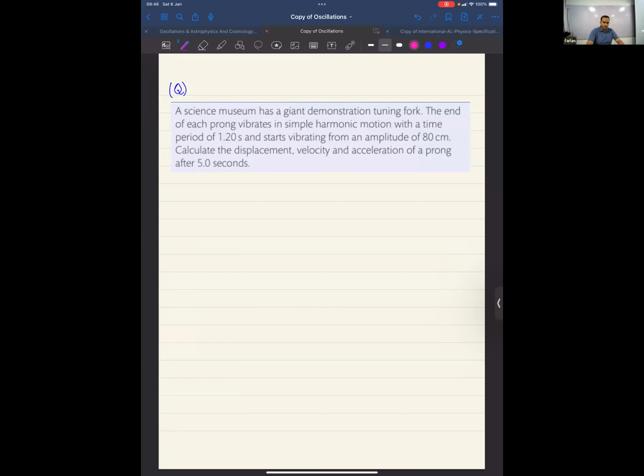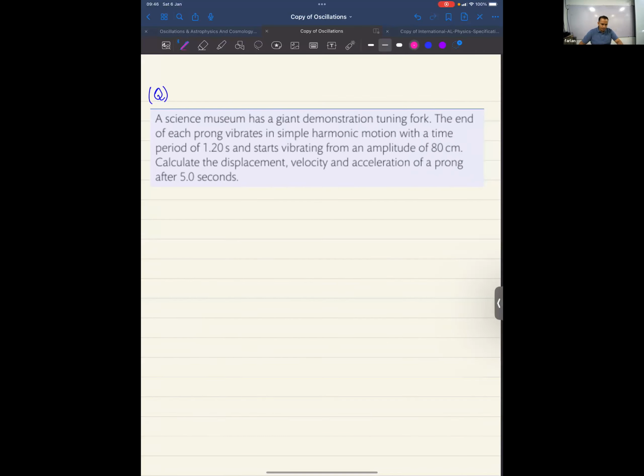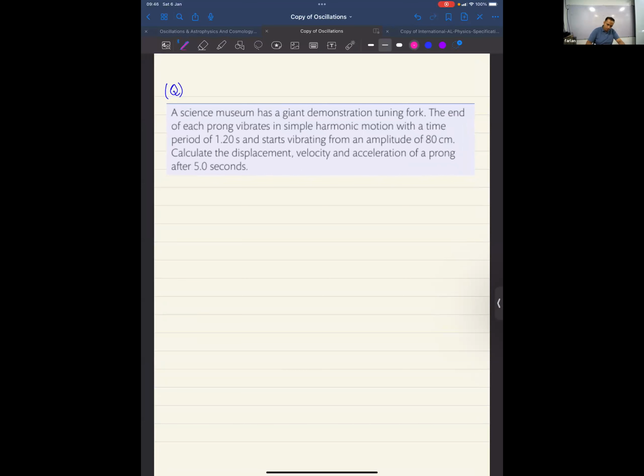Okay, done. Right. So guys, we know the time period is 1.2. So omega will be 2 pi over T. So for the acceleration, should you use the minus or no minus? No need. Just the magnitude is needed. So 2 pi over 1.2. That is 5 pi over 3 radians per second. That is your omega.